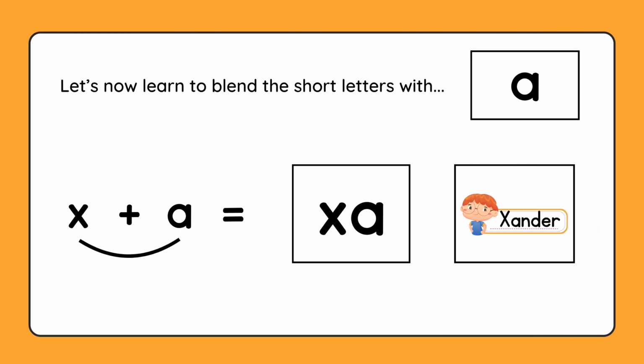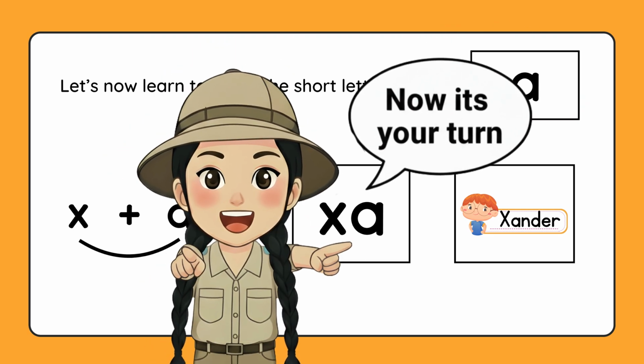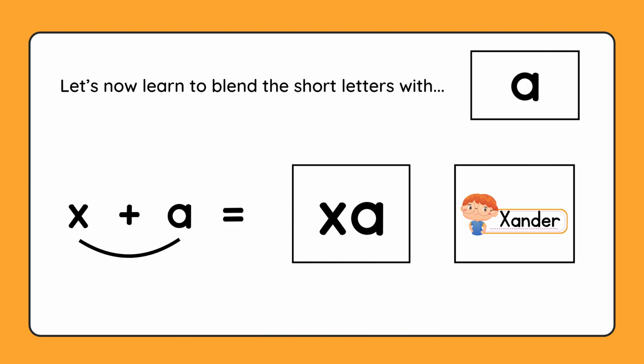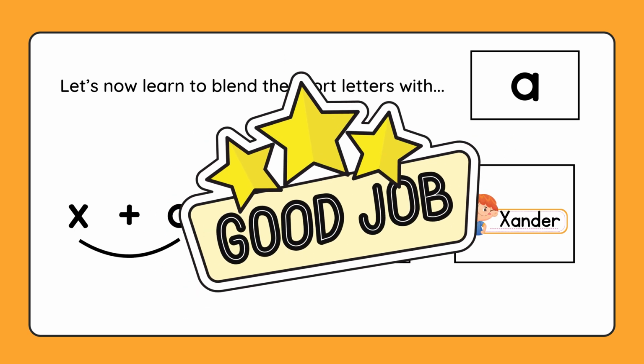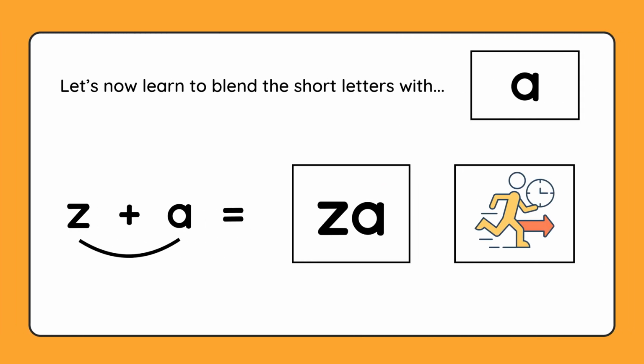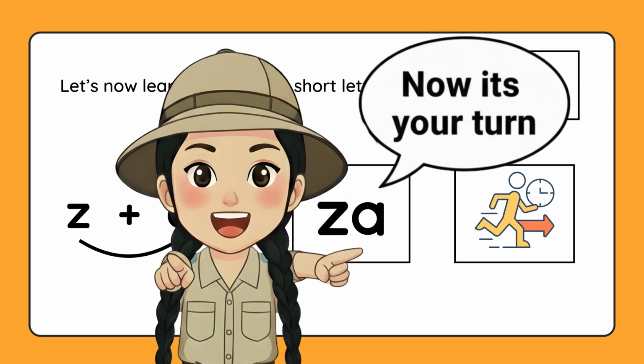Now let's blend letter X with letter A. S, A, sa, sander. Now it's your turn. Good job! Now let's blend letter Z with letter A. Z, A, za, zap. Now it's your turn.